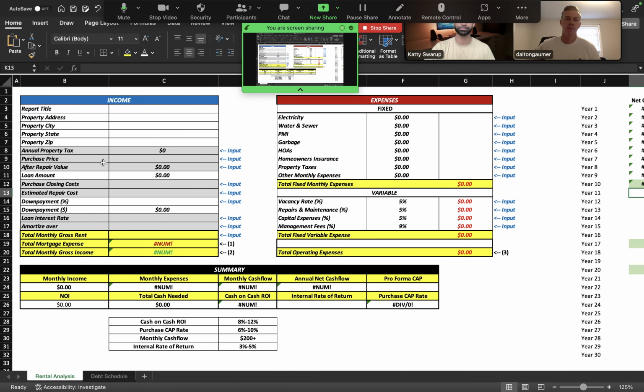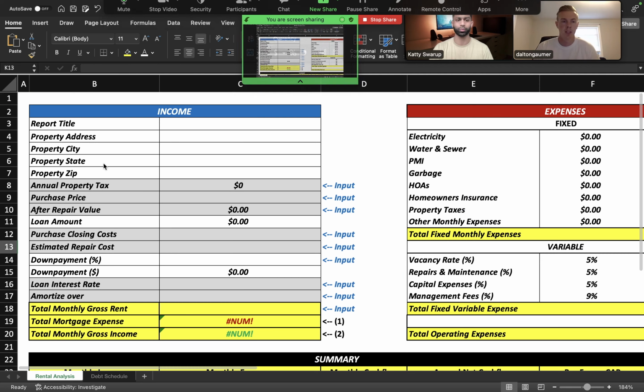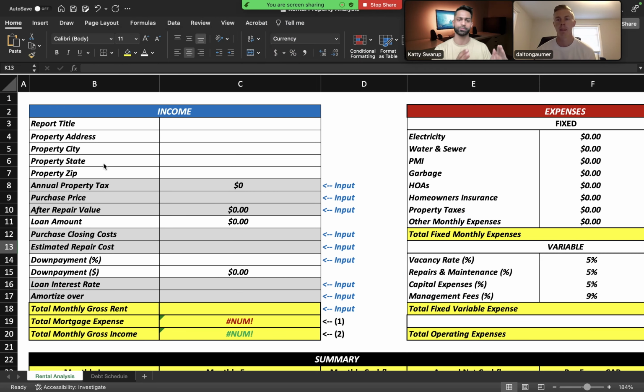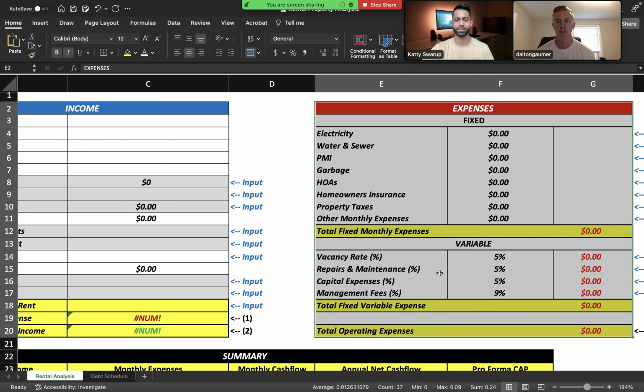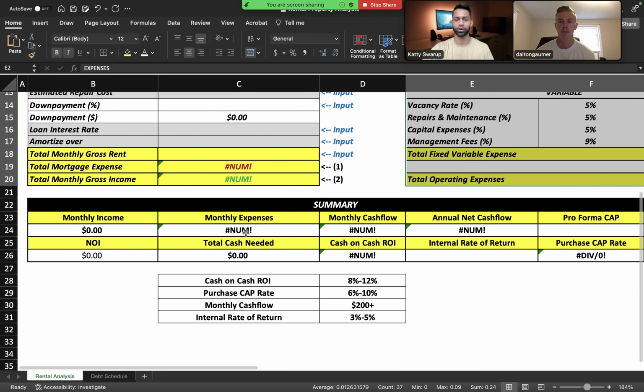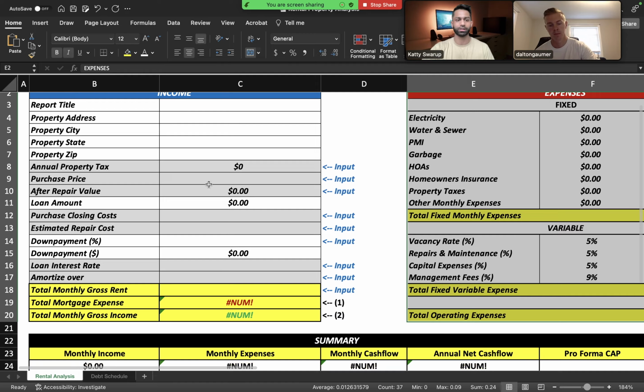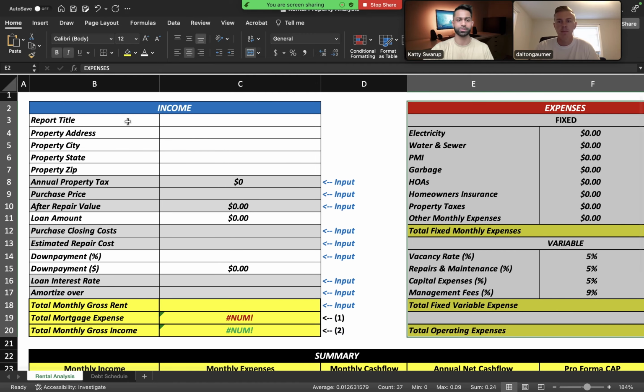So here's the spreadsheet that we're going to go over. I'm going to walk you guys through the income section and really go over the different things that we account for when it comes to income. And then Dalton will break down the expense section of the spreadsheet. And we'll walk you guys through this summary page where we look at the different cash on cash returns, the purchase cap rate, the cash flows that we look for, and just the different net operating income that we're targeting.